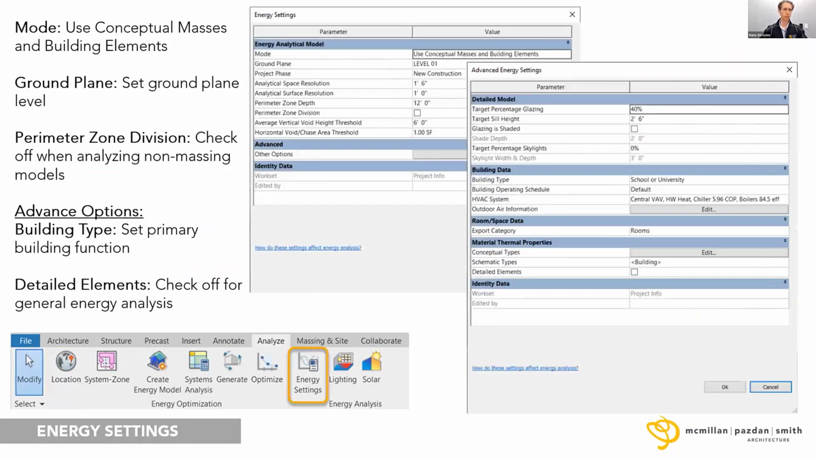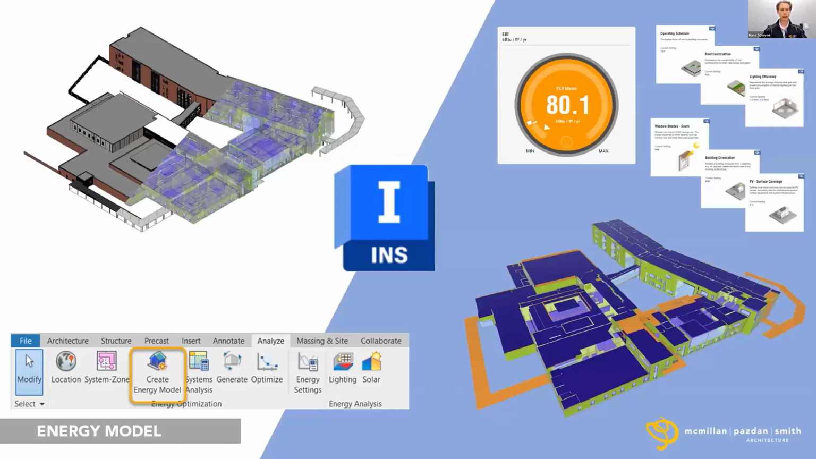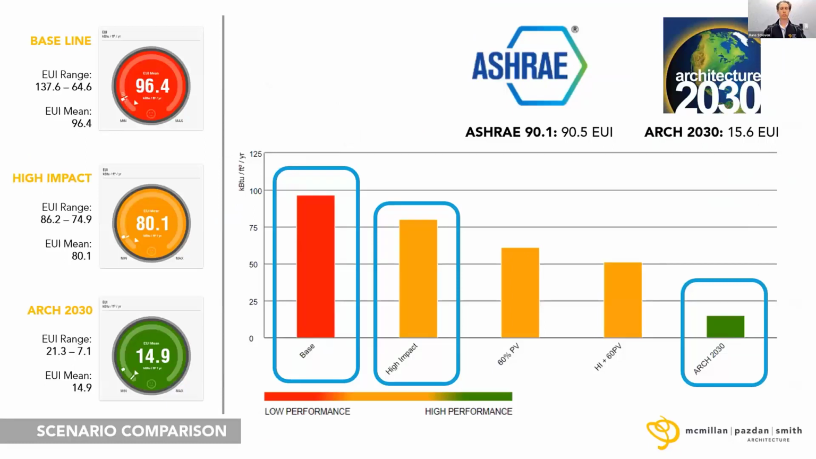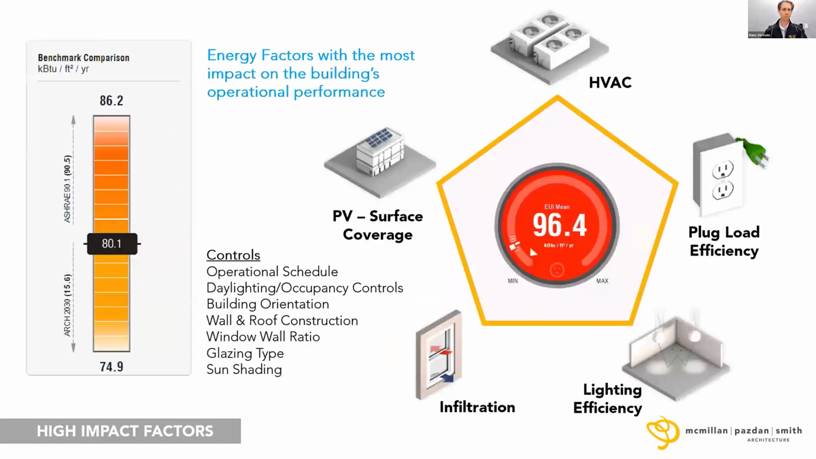After we've done that, we've gone through and set up our energy settings as I described before. And then click that create energy model, which creates the analytical spaces and surfaces, and we push it up to Insight. Once we got it up to Insight, we were able to start creating different scenarios on Insight itself. In that way, we can then compare those different scenarios depending upon which energy factors we dialed in, and then see how those EUIs compare to itself, and then make decisions going forward from there.